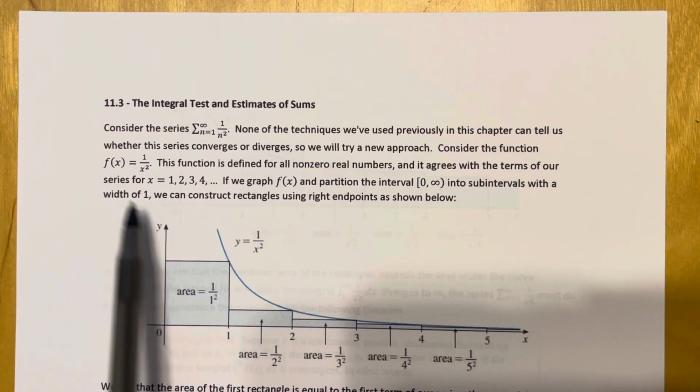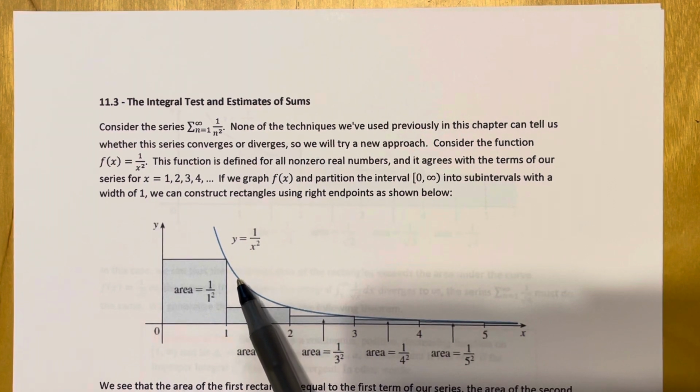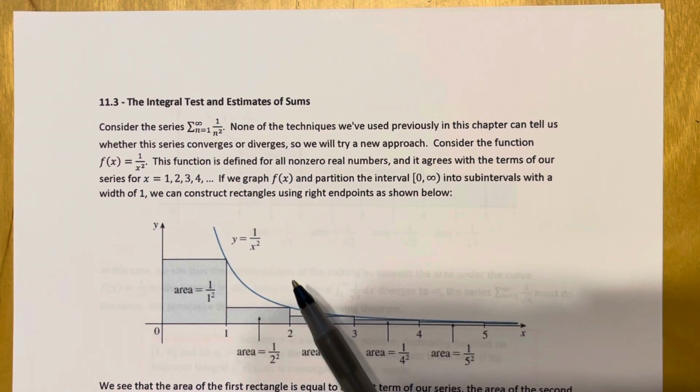So I could graph that. I know that the graph of this thing, if I look at just the part of the graph that lives in the first quadrant, would be like this blue curve right here. Okay? The next thing I want to do is approximate the area under this curve using rectangles. And specifically, I'm going to use rectangles with right endpoints.